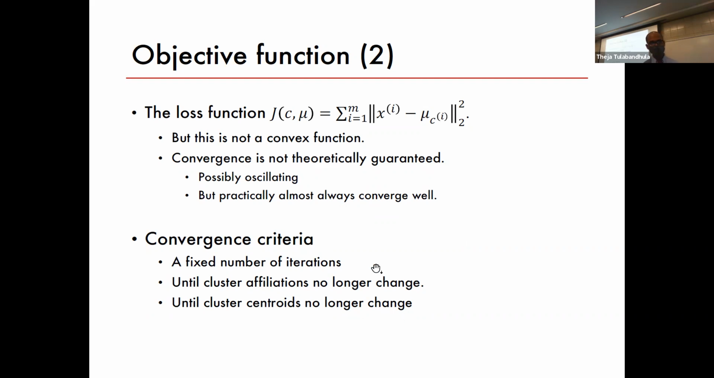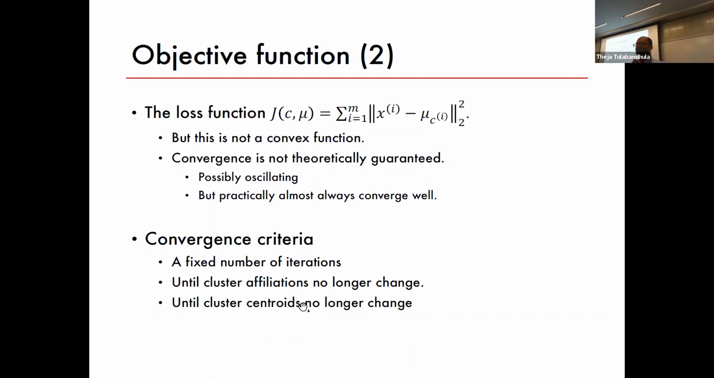So convergence criteria, as I said, there's a while loop. So what do you choose? If you don't want to use a while loop, you can use a for loop, then a fixed number of iterations, like 10,000 iterations, keep doing the alternating steps. Or you wait until the cluster affiliations don't change, so the C vector doesn't change from iteration to iteration. Or your cluster centroids don't change too much.